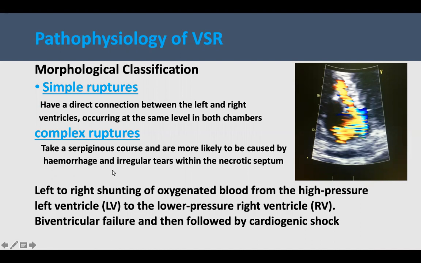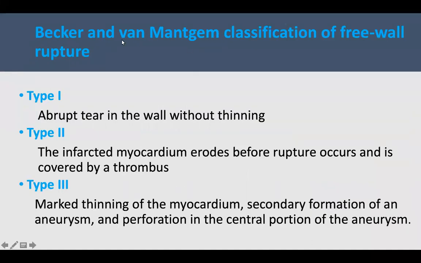So what happens then? Whenever you have a defect, you get shunting. Oxygenated blood from the high-pressure left ventricle goes into the right ventricle, and both chambers develop biventricular failure and eventually cardiogenic shock, followed by multi-organ failure and eventually death. This classification, the Becker and van Mantgem classification, is basically from the perivalvular rupture. But since the pathophysiology is the same, this classification can be applied to the VSR as well from a pathophysiological point of view.